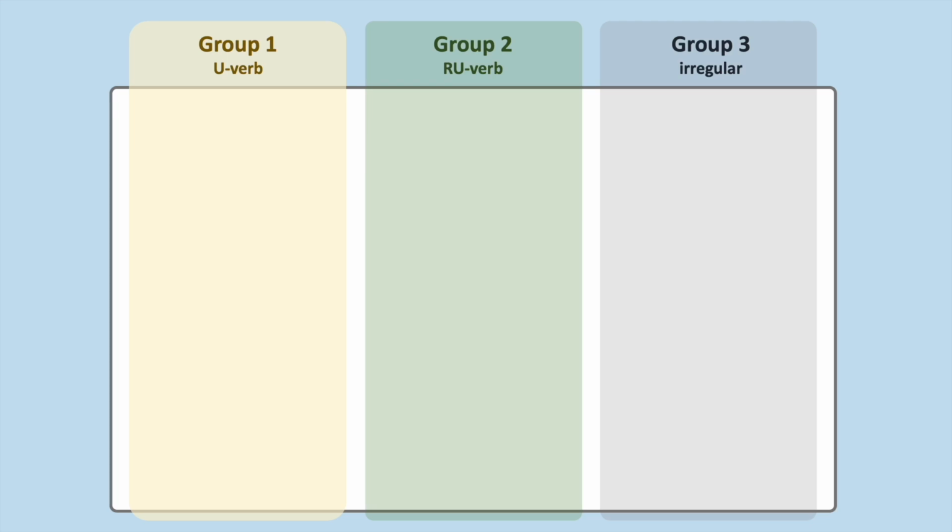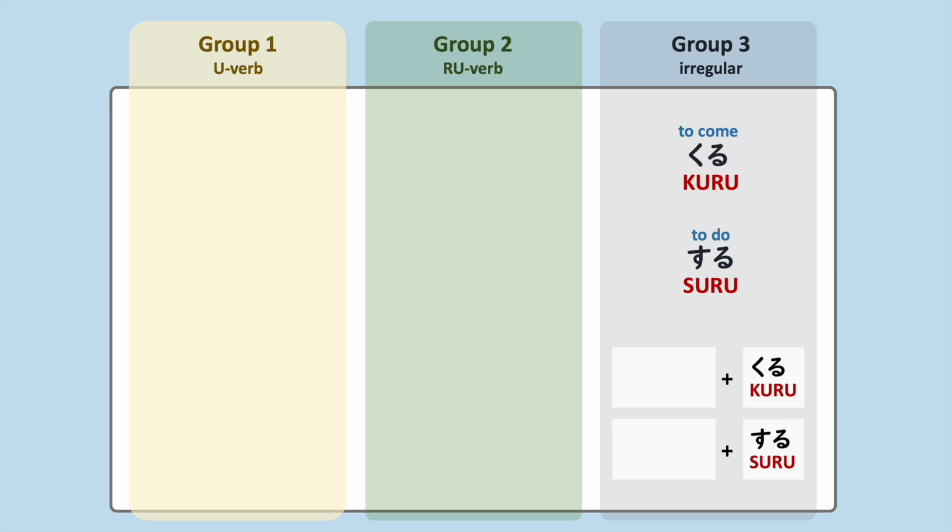The simplest one is the irregular verbs, group 3. We have 2 irregular verbs, kuru, to come, and suru, to do. Please note that there are many verbs that are variations of kuru or suru, and those verbs are also irregular verbs. The ru verbs in group 2 end with either eru or iru.